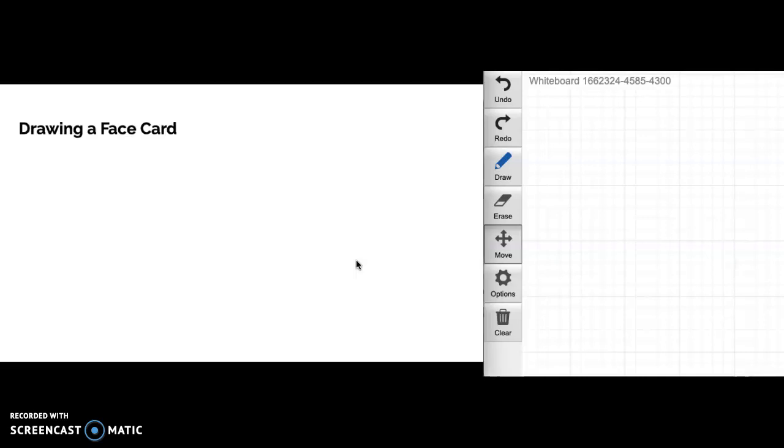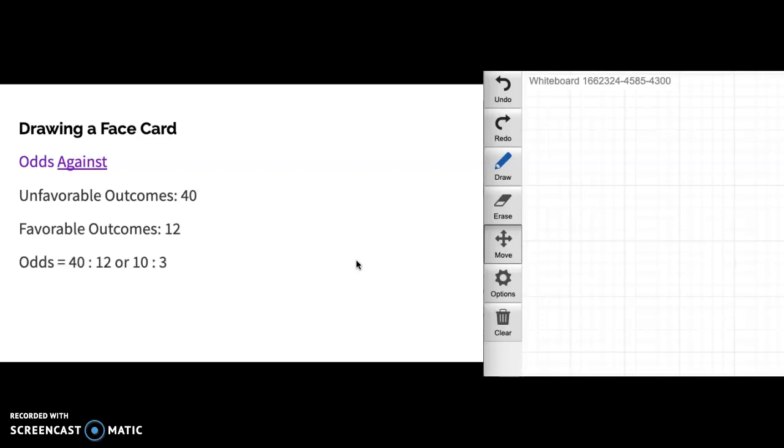This time, the odds against drawing a face card. Remember, a deck of cards has 52 total cards. There are 12 face cards in a deck. That means there would be 40 cards that I could draw that are not a face card. So the unfavorable outcomes would be 40, and the favorable outcomes would be the 12 face cards. Odds against, we would write as 40:12.